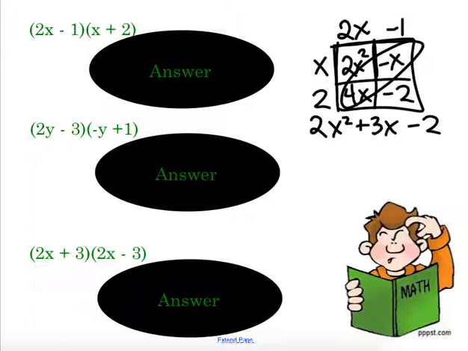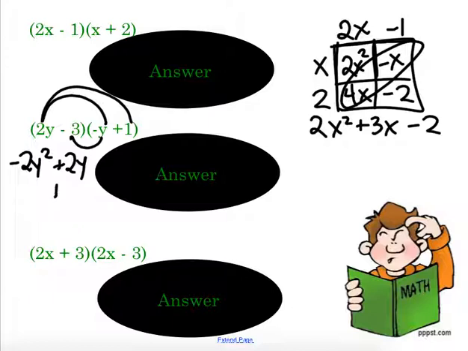On this second one, one last way to do it is with rainbows and smiley faces. This is when we take our first rainbow, so first term times the first term of the second one, next rainbow times the second term. And we get 2y times negative y is negative 2y squared, and 2y times a positive 1 is plus 2y. Then we do our smiley faces, so negative 3 times negative y is plus 3y, and negative 3 times a positive 1 is minus 3.